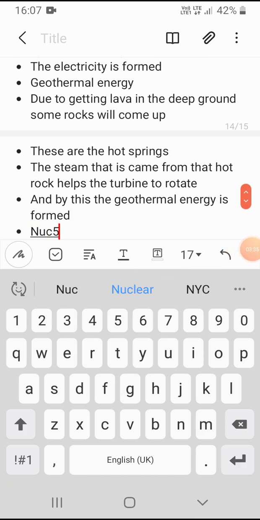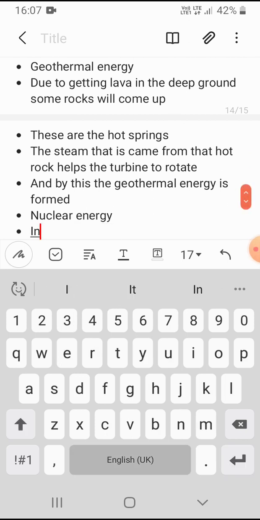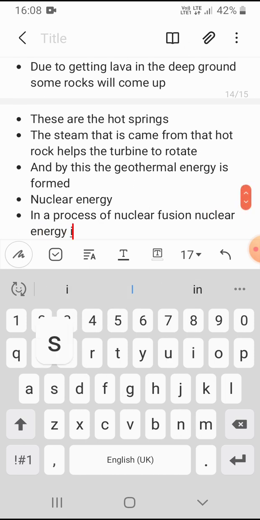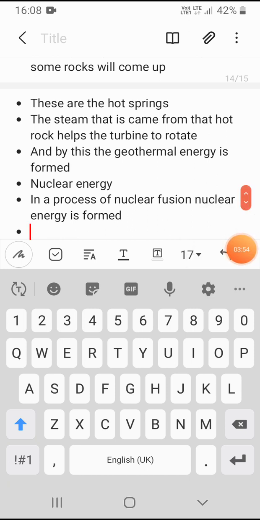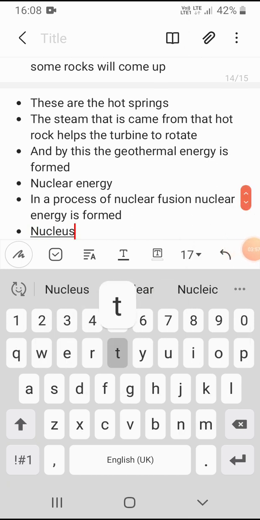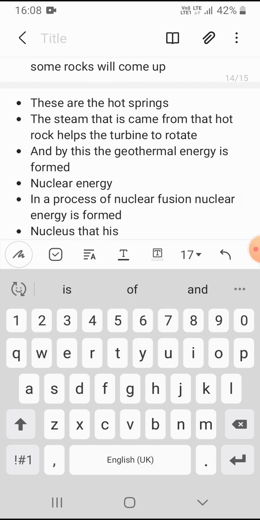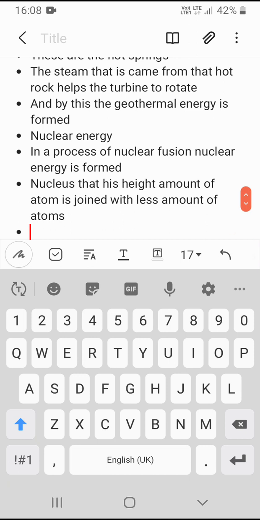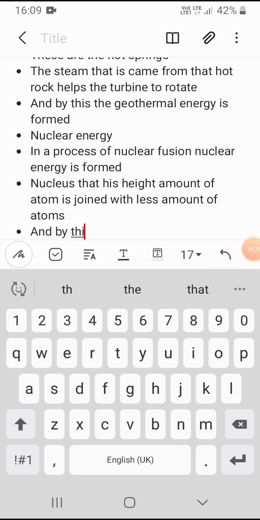Nuclear energy. In a process of nuclear fusion, nuclear energy is formed. So the nucleus that has a high amount of atoms is joined with a lesser amount of atoms. As you have learnt what atoms are, by this a huge amount of energy is produced.